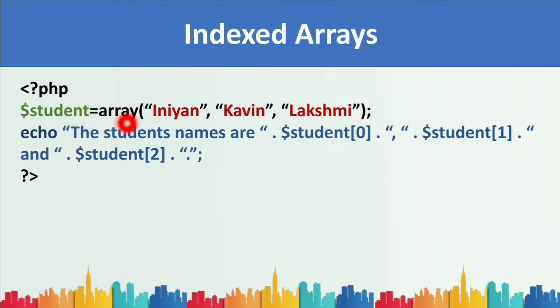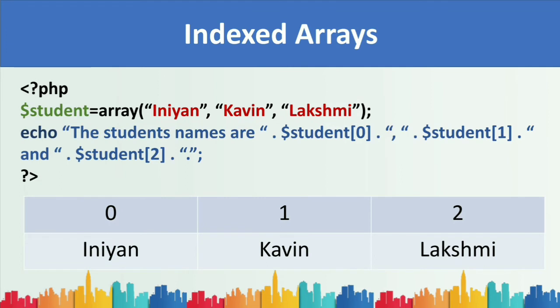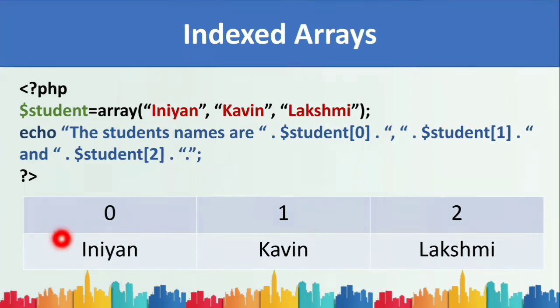Let's see how this will be stored in the memory. Let's see the index values. Look at this, we have a table. The first value Inian is stored in the 0th index. The second value Kavin is stored in the first index. The third value Lakshmi is stored in the second index. These are the positional values for the given array student.